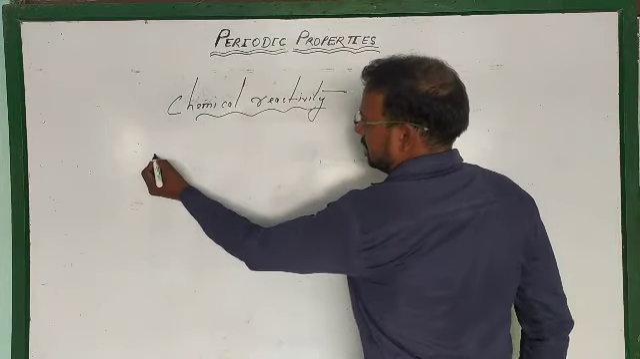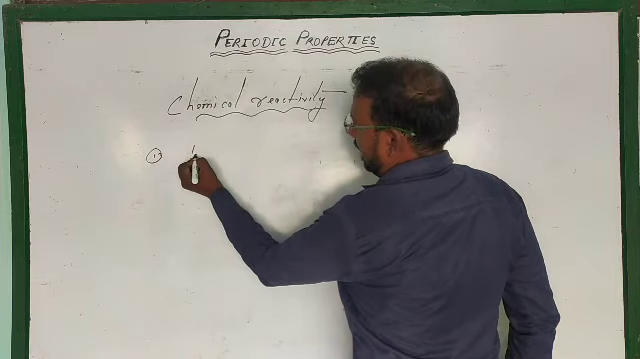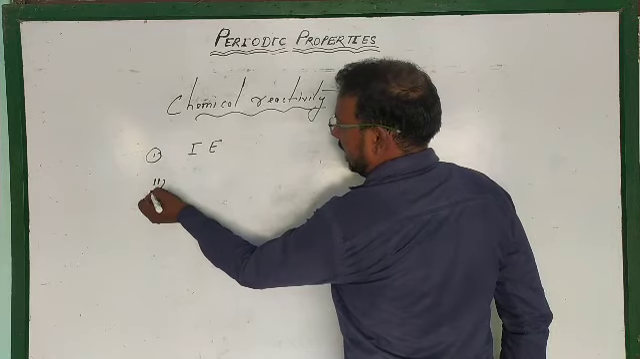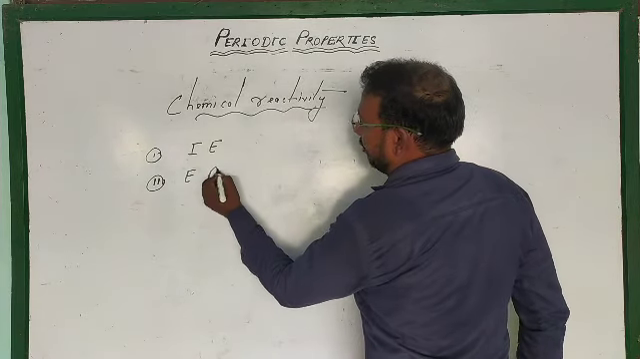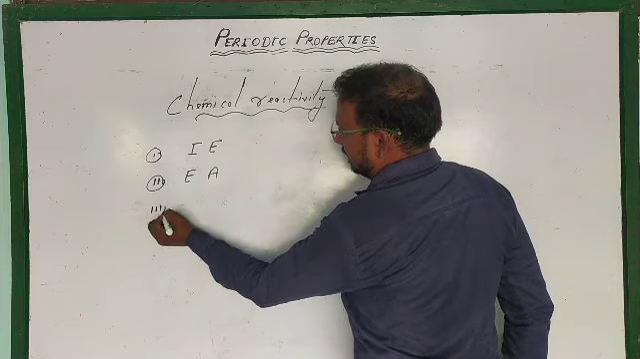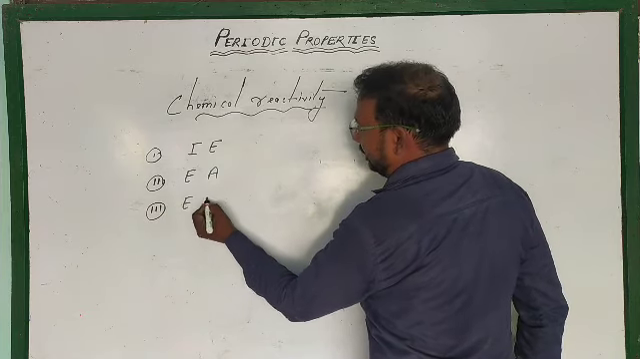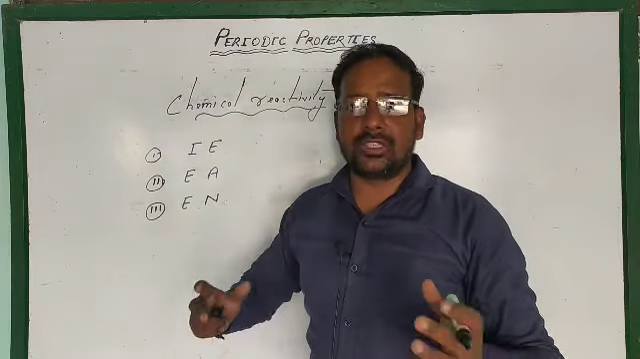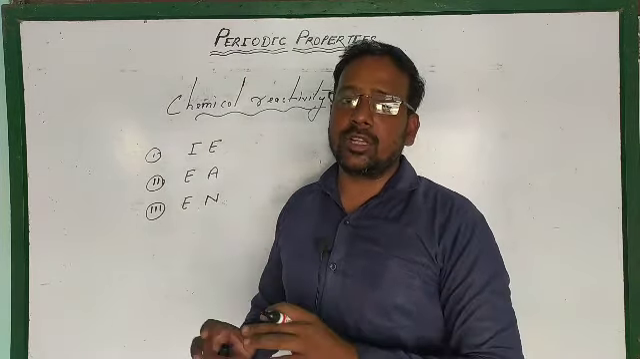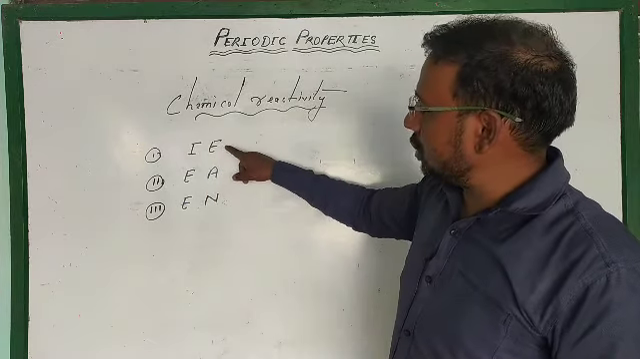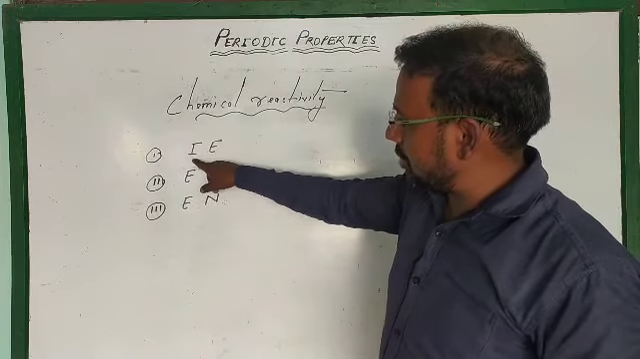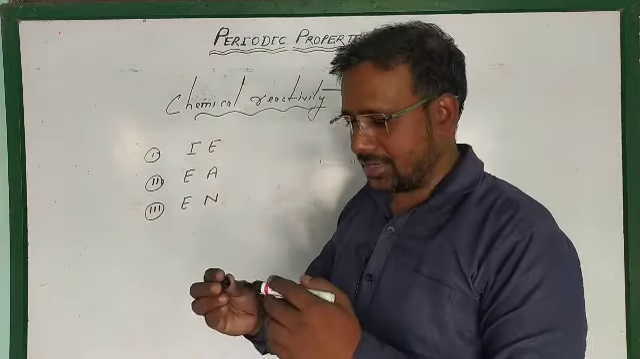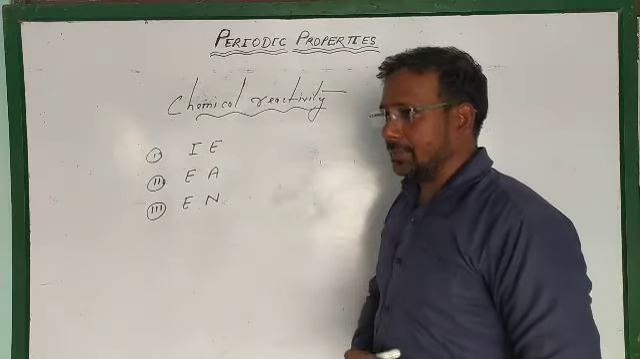Like already we have discussed ionization energy. IE means ionization energy. Second one is electron affinity, and third one is electronegativity. All these things we have discussed. Also we have discussed the variation of size. These three properties, ionization energy, electron affinity and electronegativity, are very important for your examination. So try to understand that.